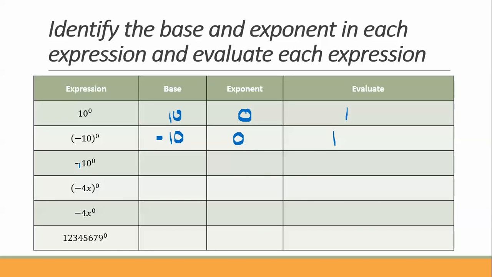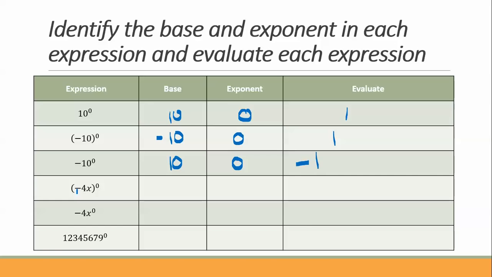This one, though, the 0 exponent is only touching the 10. The negative is not in with the 10. So it's opposite of 10 to the 0 power, negative 10 to the 0 power. Here our base is 10, and our exponent is 0. So when we evaluate that, we have the opposite of 10 to the 0. 10 to the 0 we just figured out was 1, so it's the opposite of 1. So it's negative 1.